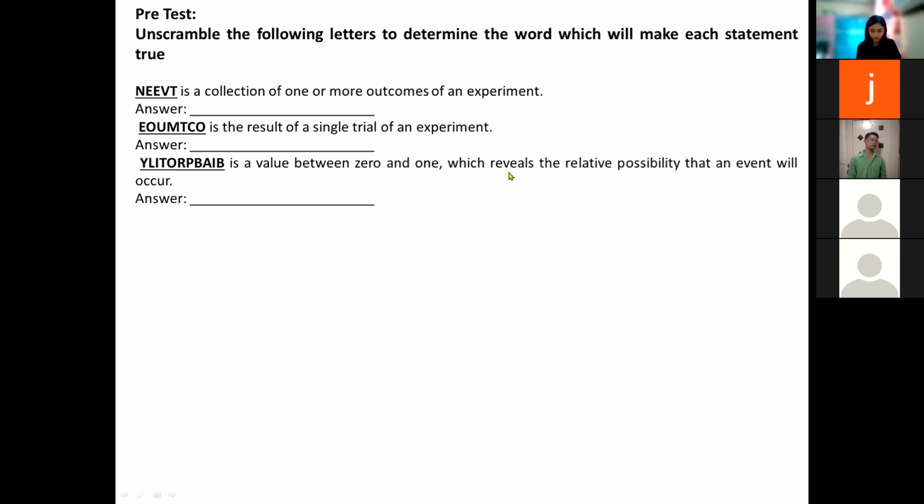Number 3, Mark Kim Manaban. Blank is a value between 0 and 1 which reveals the relative possibility that an event will occur. Ano ba ang ibig tukuyin yan? Ano ba yung definition na yan? Mark Kim?